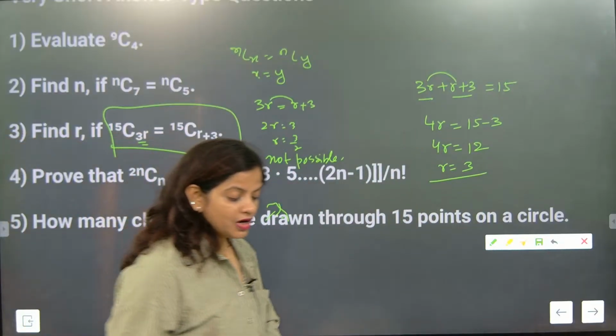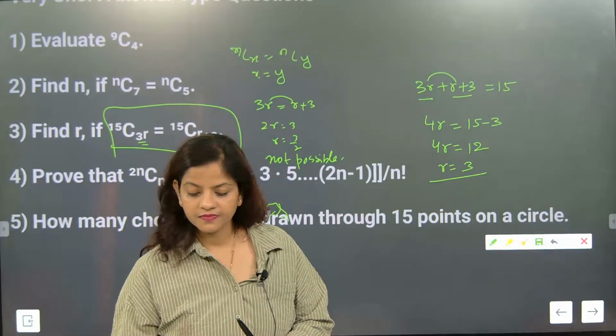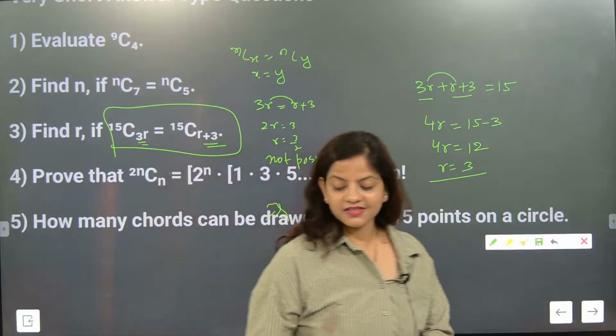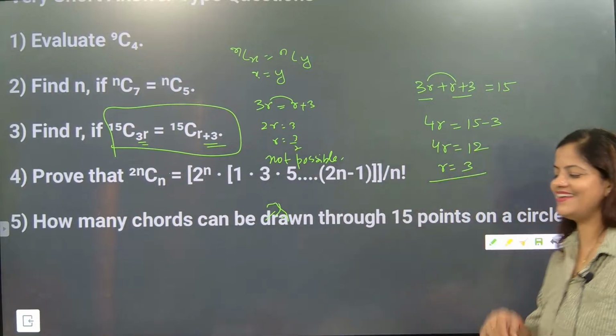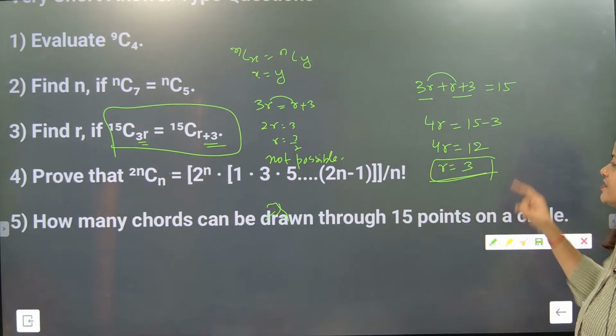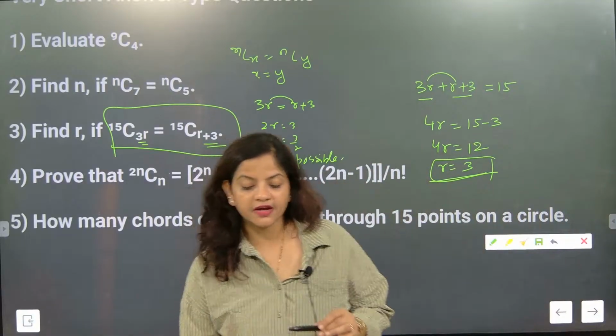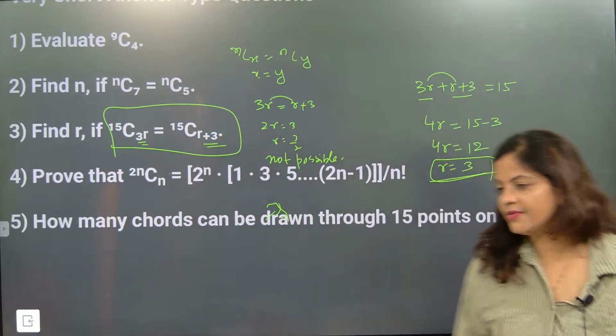So the formula that we have solved is based on our formula. Definitely this is the most important thing. R is coming as 3 here. R is coming as what, beta? R is coming as 3.